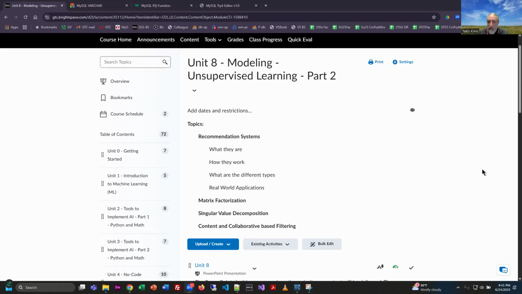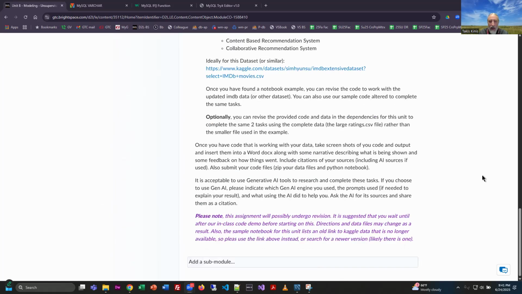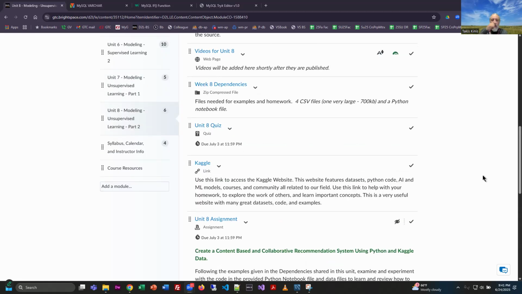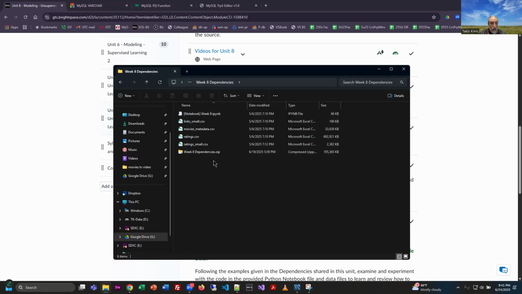All right, since we're at the wrap-up point lecture-wise, it's now time to focus on a couple of different things here. One is I do have a dependencies file here that has a bunch of stuff for you to work with, and here are the data files. One thing you'll notice, there's a Python notebook that's a starter for you, right? That gets you most of the way to getting your homework done.